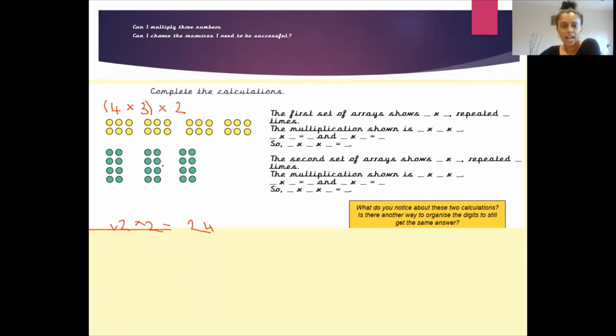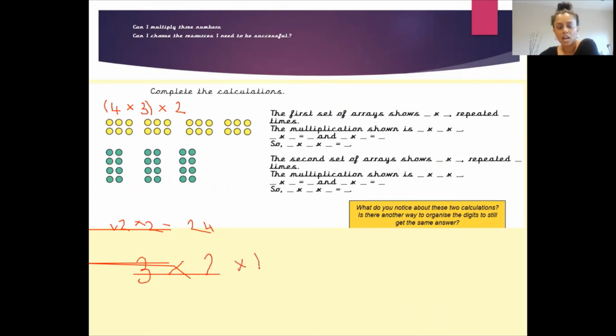Let's have a look at these blue counters. How many sets do we have? So we've got 1, 2, 3. So I know I'm timesing it by 3. So I'm going to write 3 times. Let's see how many we've got. 1, 2. There's 2 going across. And there are 1, 2, 3, 4 going down.